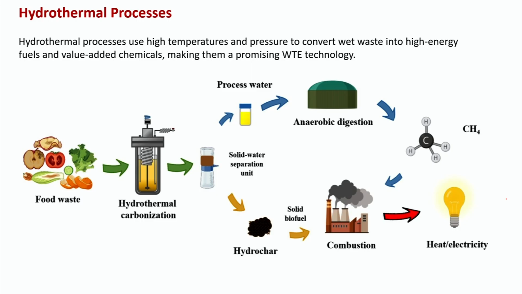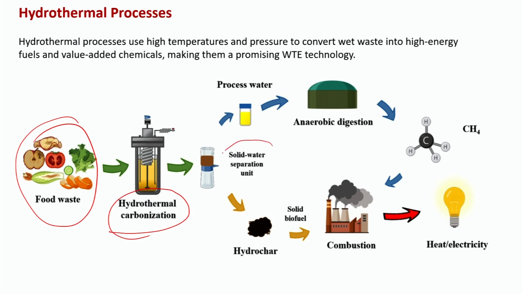From those particular waste materials, so this is going to be biomass or organic waste, through this hydrothermal carbonization you can always go ahead. You have a solid water separation unit, and from there you can always process your water, and through your anaerobic digestion you can reach your methane, right. And from this solid water separation unit, you can get hydrochar.